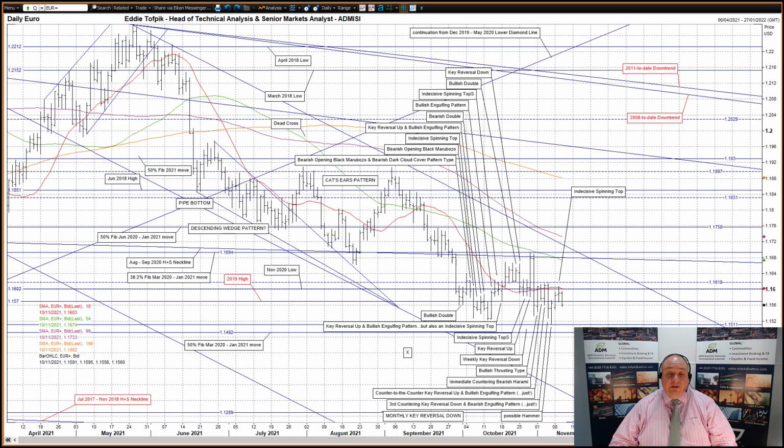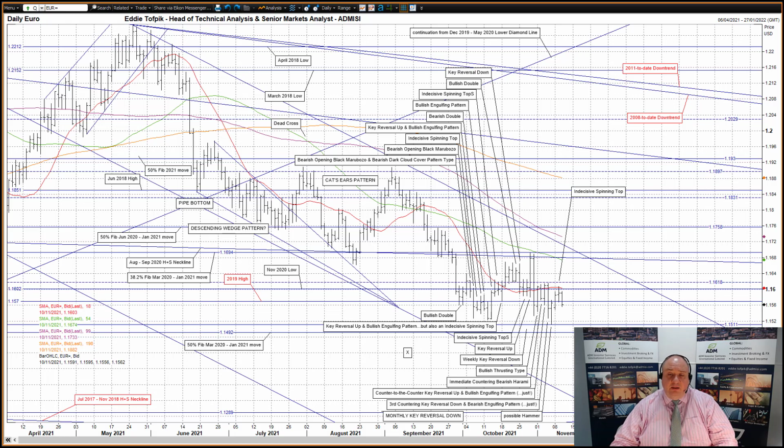Below we still have the 50% Fibonacci line of the March 2020 to January 2021 move at 114.92. Then target X in the 114.5 area. This is the potential target for the recent July to September bearish cat's ears pattern. Overall, we are still within the follow-on lower from this recent cat's ears pattern, plus more recently the weekly key reversal down from 2 weeks ago.